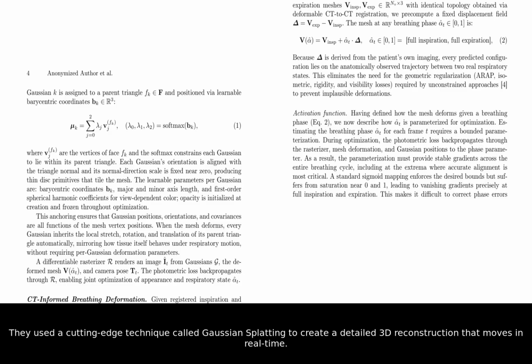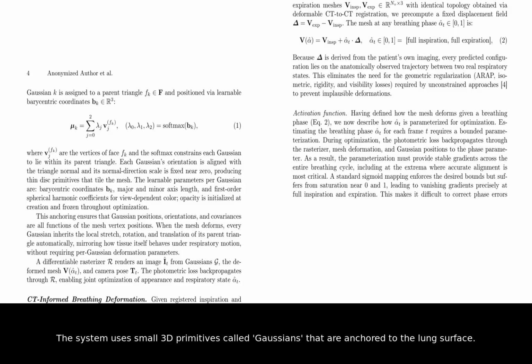They used a cutting-edge technique called Gaussian Splatting to create a detailed 3D reconstruction that moves in real time. The system uses small 3D primitives called Gaussians that are anchored to the lung surface. As the virtual lung breathes, these particles move along with the tissue, maintaining a perfect 3D view.